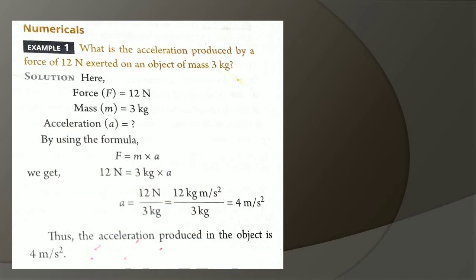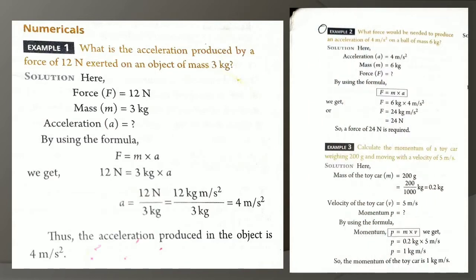So directly we will put the given values in the formula. Putting the values in this formula, we get the acceleration as 12 Newton upon 3 kg, and by converting the units, we get the acceleration produced in the object as 4 meter per second square. Clear?